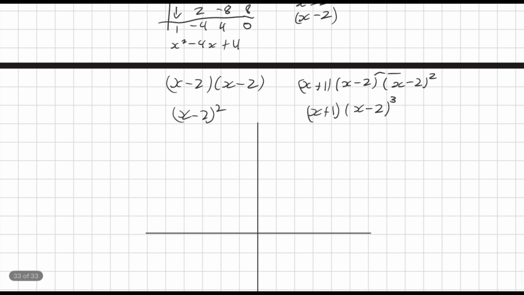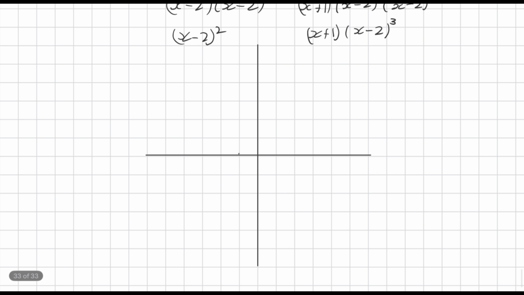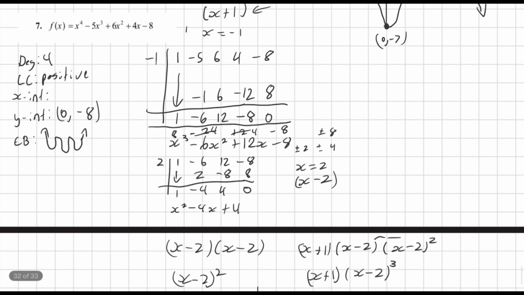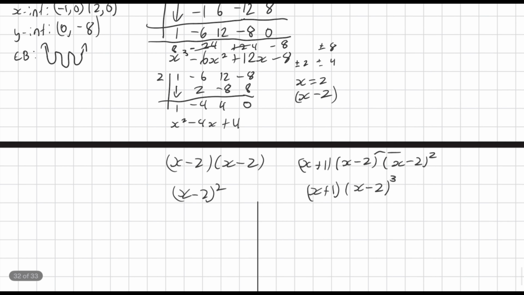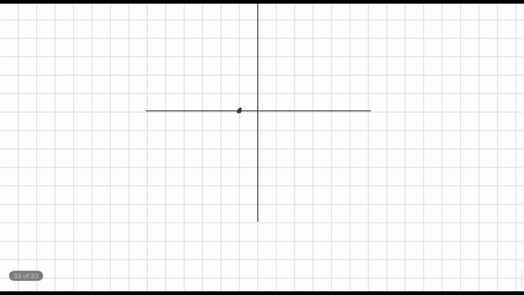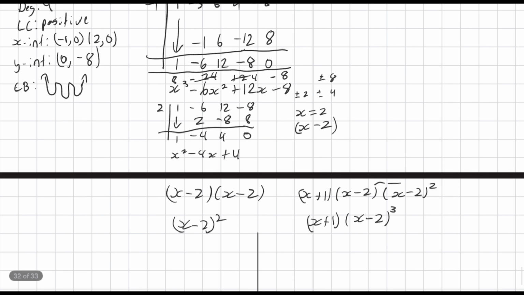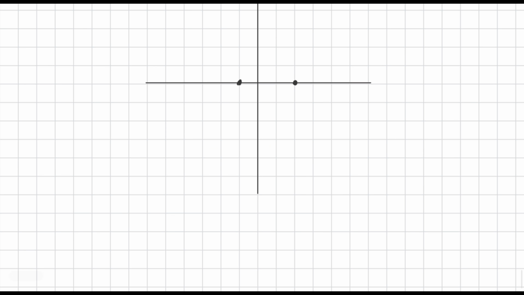So our x-intercepts are going to be negative 1. Oh, I should write that up here actually. And then the other one is (2, 0). There we go. And then our y-intercept is negative 8. So let's just say that this is negative 8.